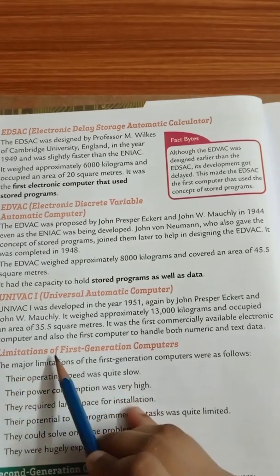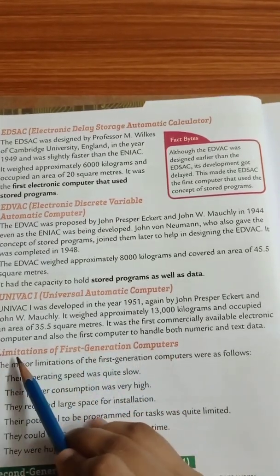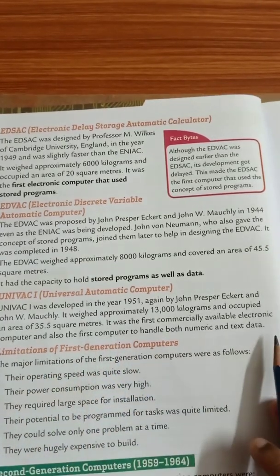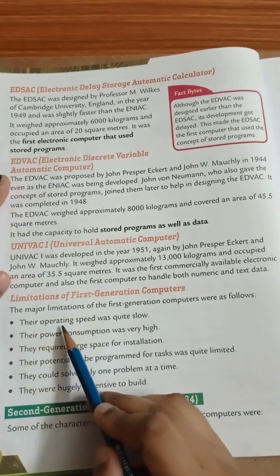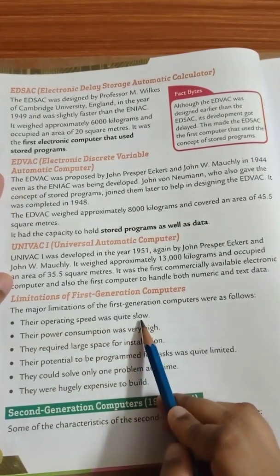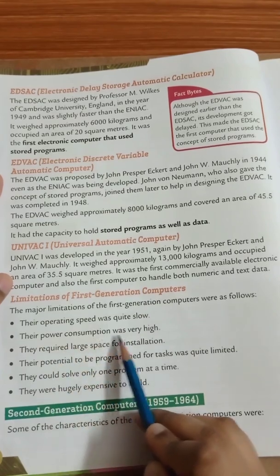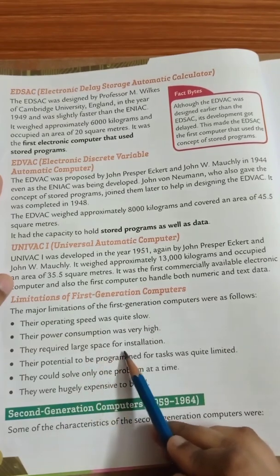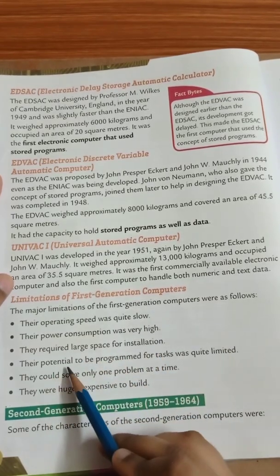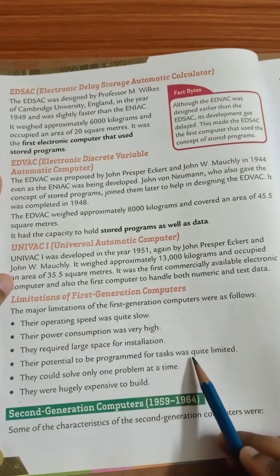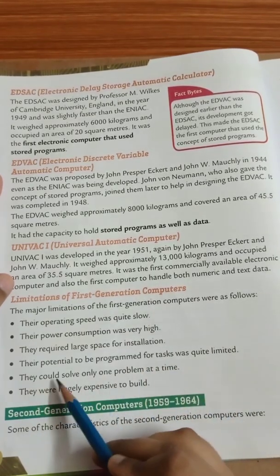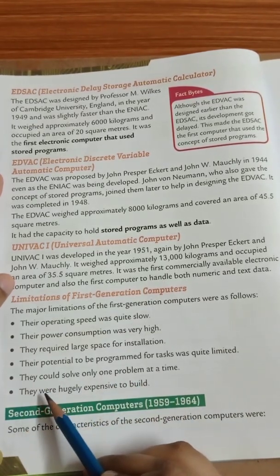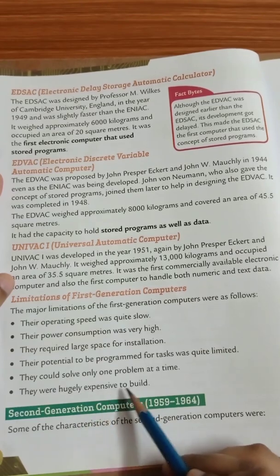Next is limitations of first generation computer. Limitation means some restrictions of first generation computers. These are: their operation speed was quite slow, their power consumption was very high, they required large space for installation, their potential to be programmed for tasks was quite limited, they solved only one problem at a time, they were hugely expensive to build.